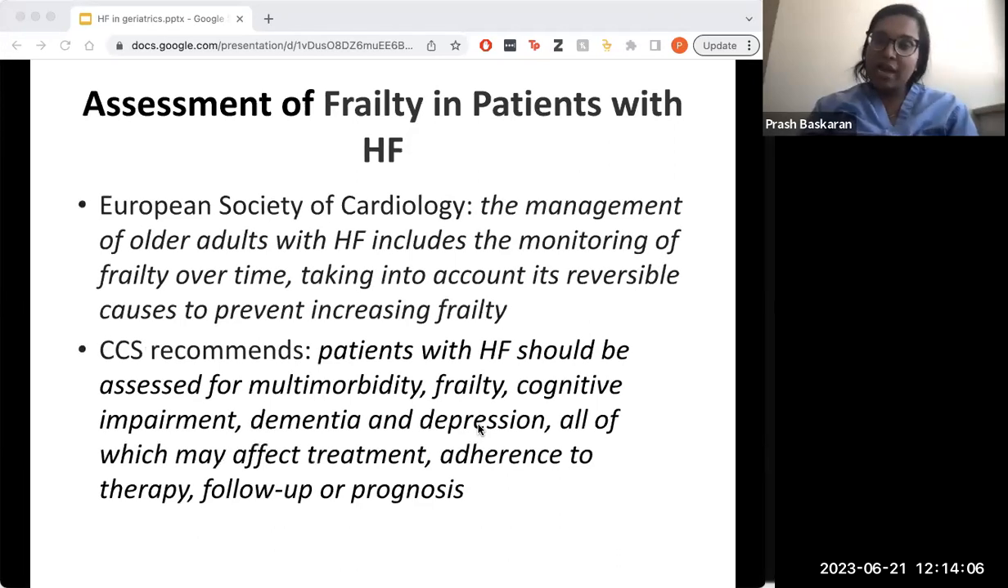So what do the actual guidelines say? The European Society of Cardiology says that the management of older patients with heart failure includes the monitoring of frailty over time, taking into account its reversible causes to prevent increasing frailty, while CCS recommends patients with heart failure should be assessed for multimorbidity, frailty, cognitive impairment, dementia, and depression, all of which may affect treatment, adherence to therapy, and follow-up or prognosis.